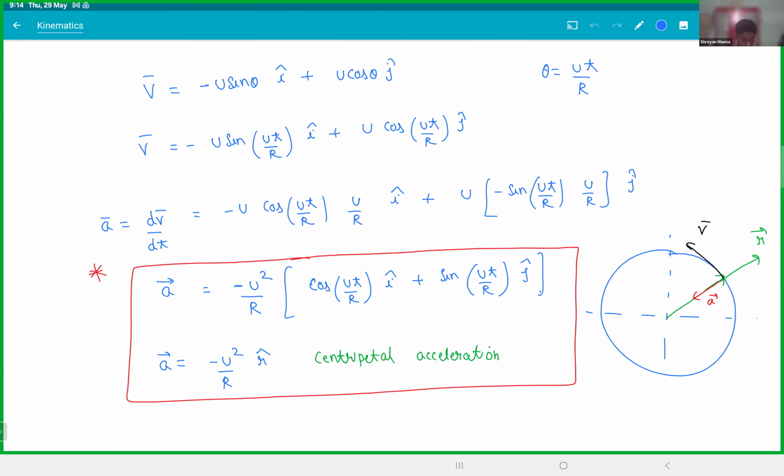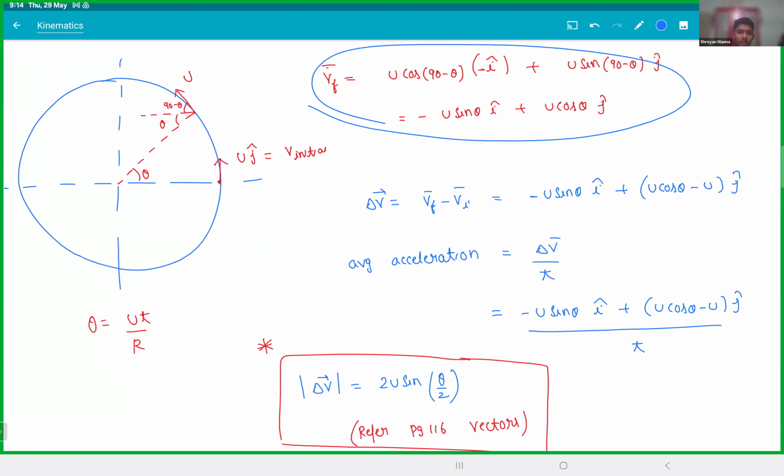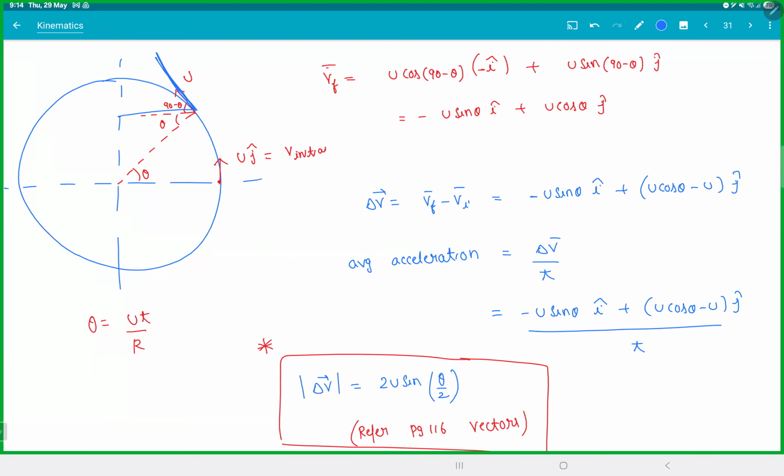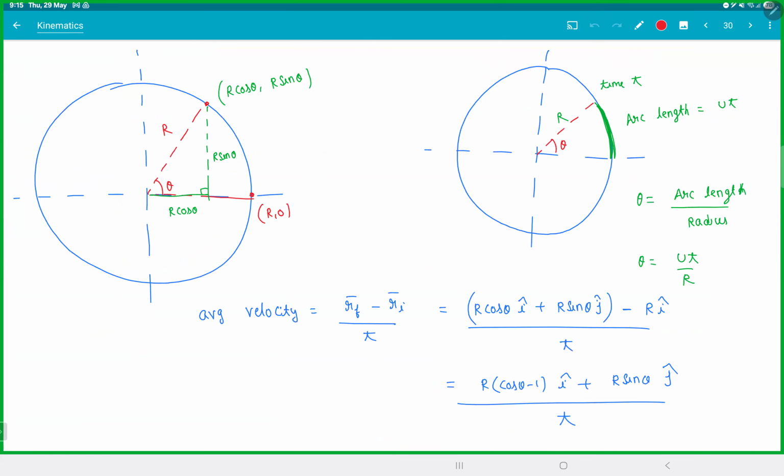Sir, can you again explain the delta v part, change in velocity? Which part you didn't get? Did you get the final velocity? No, sir, I couldn't get the v final part. This is just a vector, right? This is u. This is u cos theta, u sin theta, vector components. Yes, sir, but why did we take u as the velocity? Particle is going in a circle with constant speed u. How did you do the first part then? Angle theta, we got theta as ut by r. You didn't ask me what is u here.